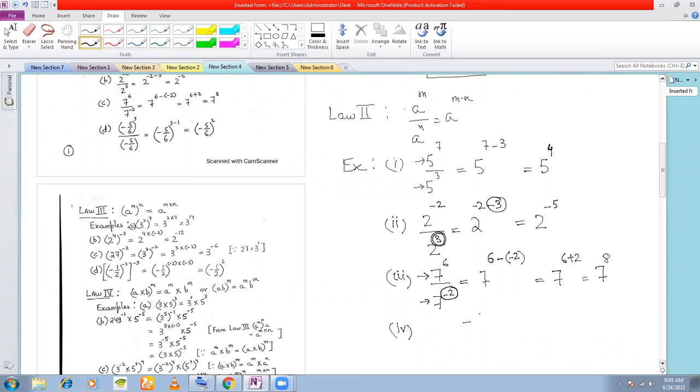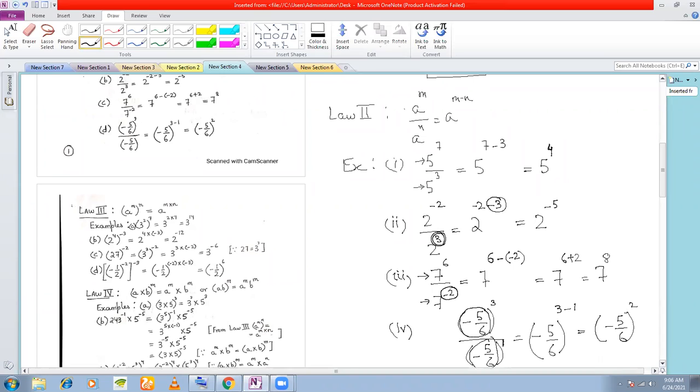And finally, say something like this. If you have minus 5 by 6 to the power of 3 divided by minus 5 by 6. If you see the bases here, the base here is minus 5 by 6. The base here is minus 5 by 6. So you write minus 5 by 6, raise it to the power of the numerator, the power is 3, so you write as it is. In the denominator, the power is 1. So you subtract 1. So this becomes minus 5 by 6 square.